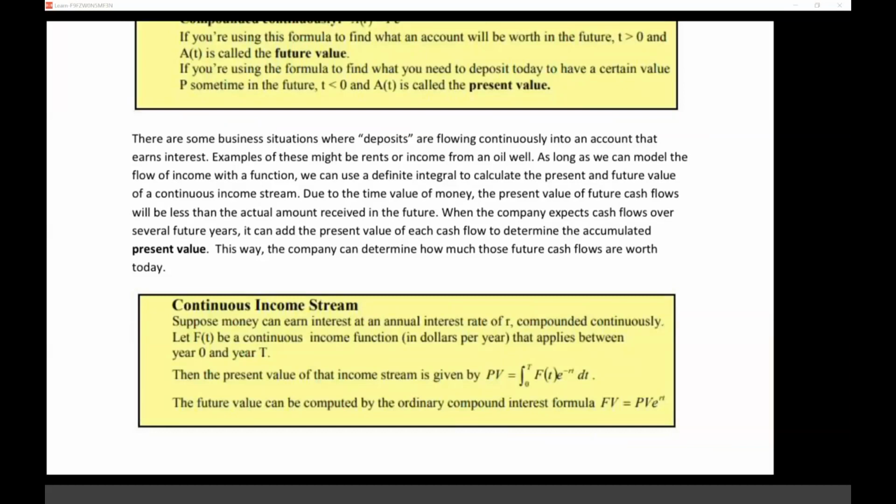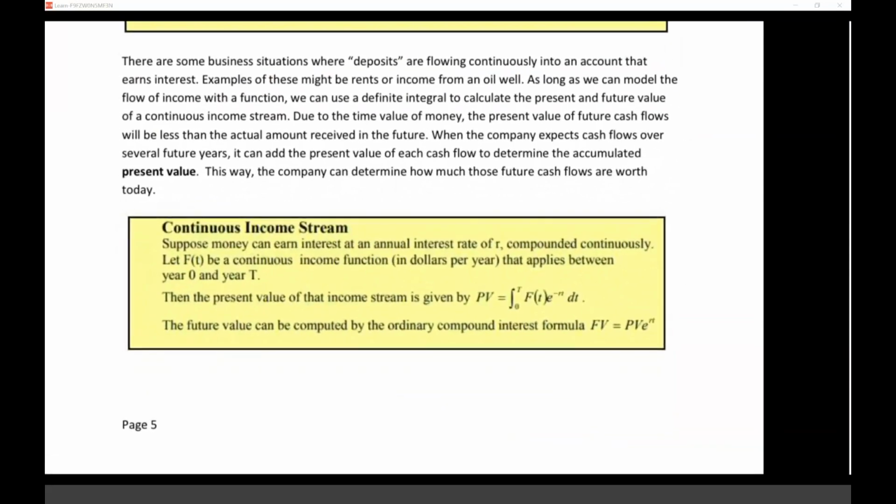Okay, so here's the idea. Suppose you can take money today and earn an annual interest rate of R, compounded continuously. And you have a continuous income function in dollars per year that is tracking what's coming out of your investment. Then the present value of your income stream is given by this integral.